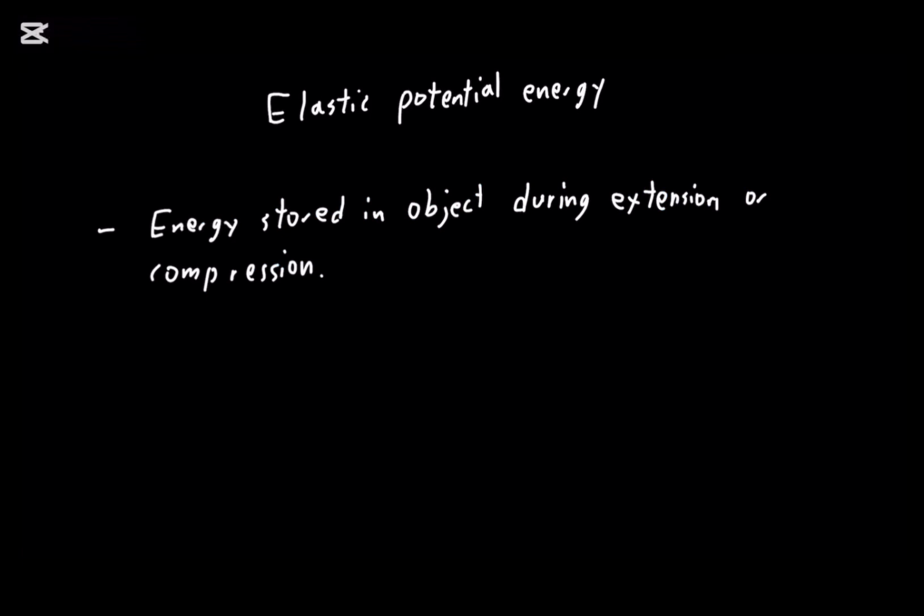The second equation we will learn is the equation of elastic potential energy. It is the energy stored in an object during extension or compression. It is given by the formula E equals 1/2 F delta X. We can also further derive it into E equals 1/2 K delta X squared.